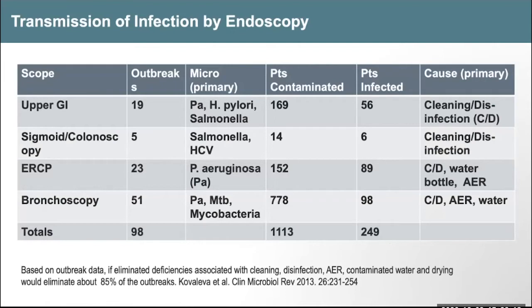Here is just a nice study that was published a number of years ago, looking at all the outbreaks: upper GI, sigmoidoscopy, ERCP, bronchoscopy totals. You can see 100 outbreaks, 250 contaminated patients, over 1,000 colonized patients. Up until recently, all of those outbreaks occurred because somebody didn't follow the proper ways of sterilization and disinfection: didn't clean properly, didn't put the chemicals in properly, didn't have the right concentration and the right time, or contaminated them after the disinfection cycle. You can see for bronchoscopes, it's usually Pseudomonas and mycobacteria. For GI, it's often Salmonella, H. pylori, and Pseudomonas.